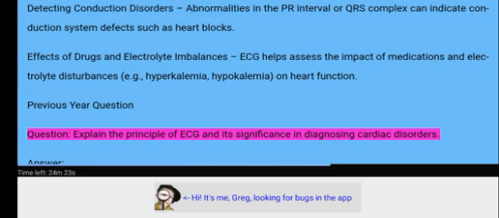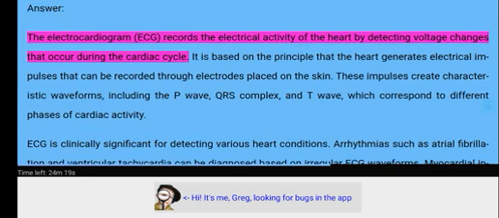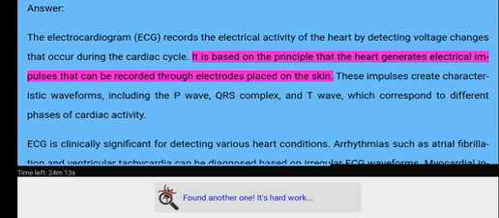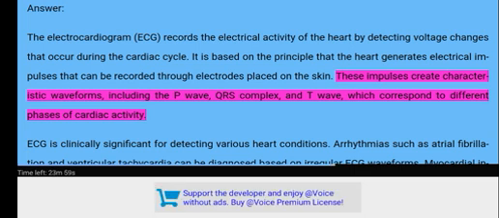Previous year question. Question: Explain the principle of ECG and its significance in diagnosing cardiac disorders. Answer: The electrocardiogram, ECG, records the electrical activity of the heart by detecting voltage changes that occur during the cardiac cycle. It is based on the principle that the heart generates electrical impulses that can be recorded through electrodes placed on the skin. These impulses create characteristic waveforms, including the P wave, QRS complex, and T wave, which correspond to different phases of cardiac activity.